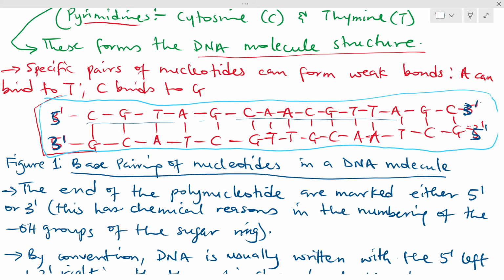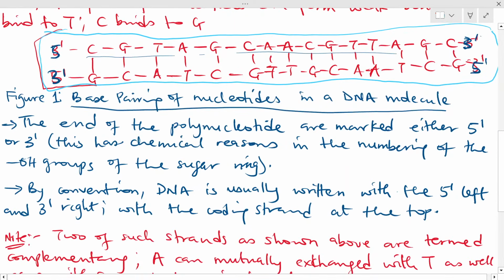So it starts this base pairing. We say that the ends of the nucleotides are marked either 5 prime or 3 prime. And of course, 5 prime and 3 prime have chemical reasons in the numbering, which is actually based on the OH groups of the sugar ring.